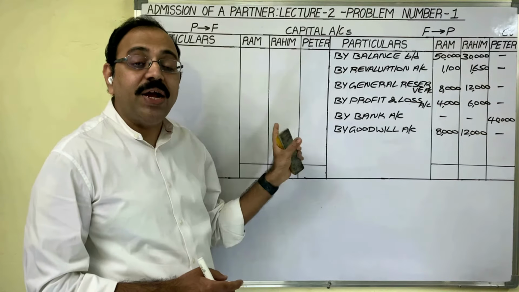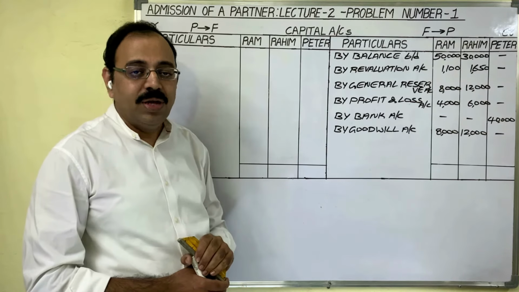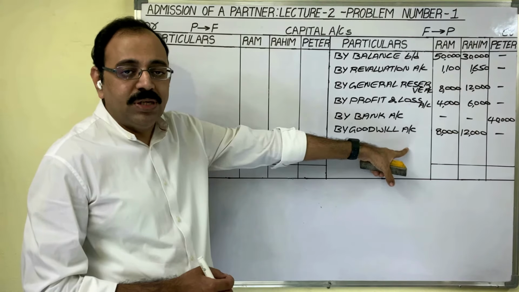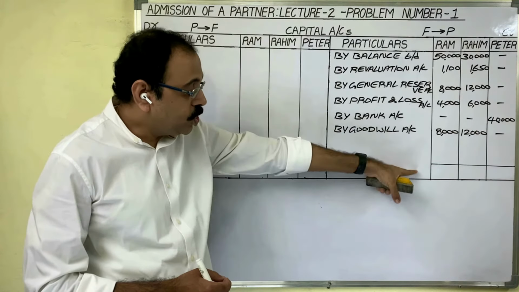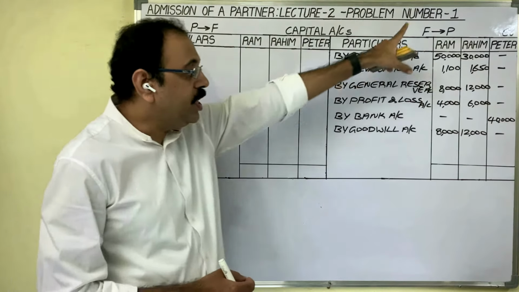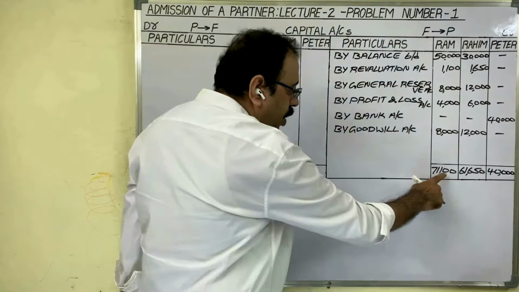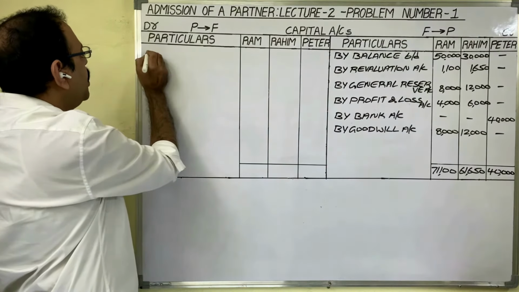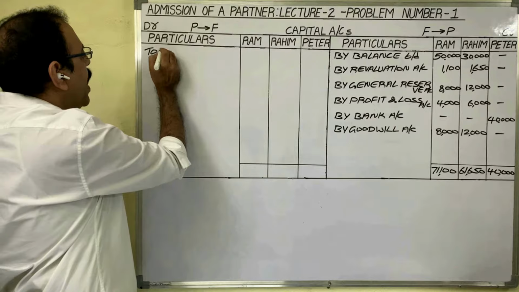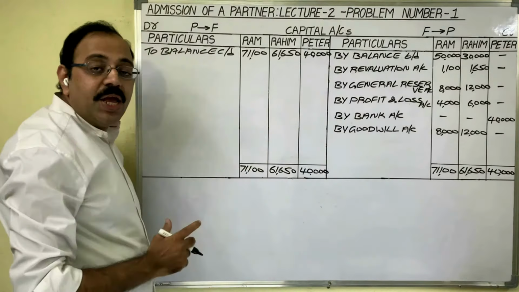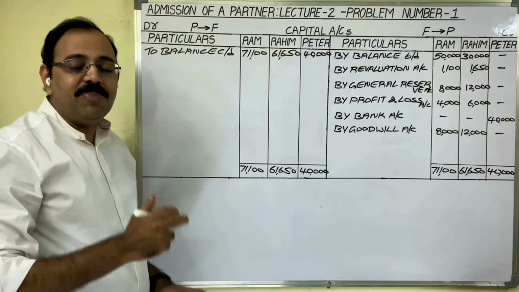Finally, we have to find out the balance carried down. If you observe, only on the credit side we have the amounts. Therefore, the credit total becomes the balance carried down. First, you have to put the credit amount totals. Now, the same amounts, on the debit side you have to take, and for that, you have to write balance carried down. Put the totals. Capital accounts of all the three partners are completed.